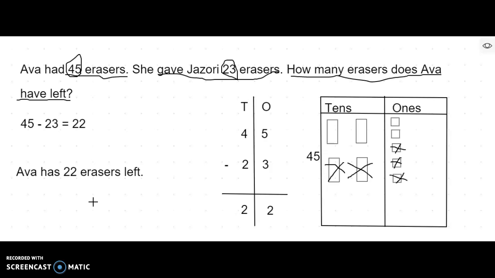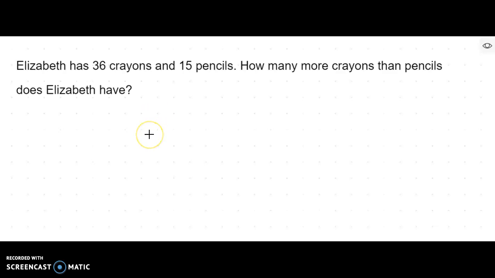You are going to keep practicing word problems in your packet today, and I'm going to give you another word problem as your challenge problem for today. Here it is. Elizabeth has 36 crayons and 15 pencils. How many more crayons than pencils does Elizabeth have? This is worded a little bit differently, so you need to be careful.